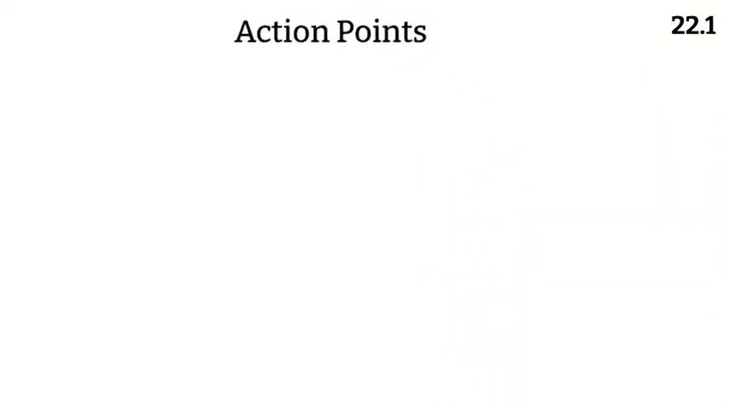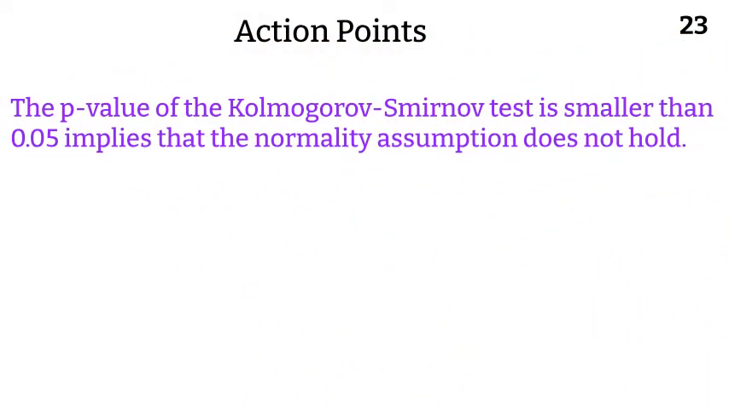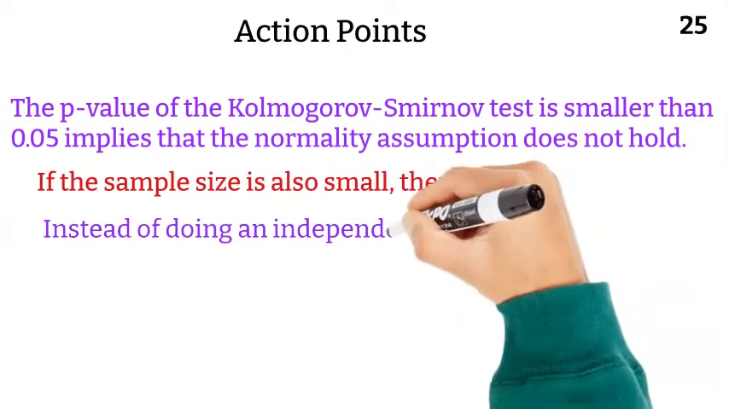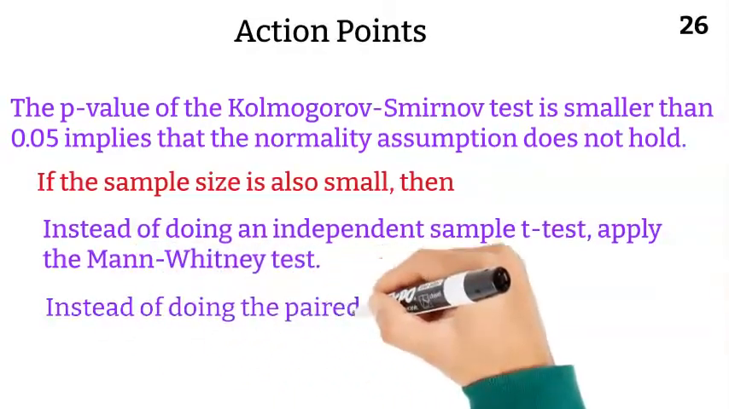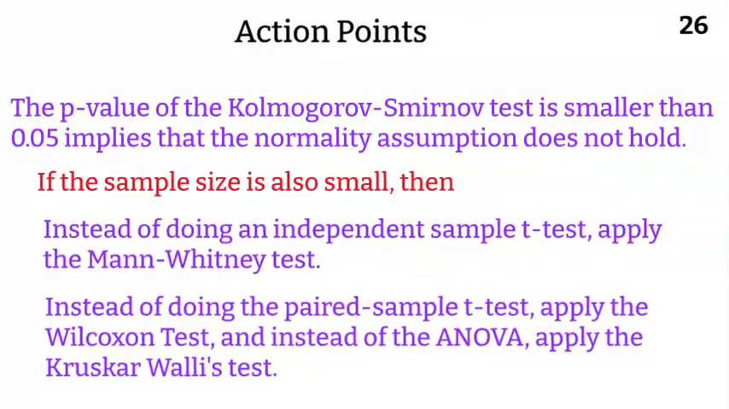The p-value of the Kolmogorov-Smirnov test is smaller than 0.05 implies that the normality assumption does not hold. If the sample size is also small, then instead of doing an independent sample t-test, apply the Mann-Whitney test. Instead of doing the paired sample t-test, apply the Wilcoxon test. And instead of an ANOVA, apply the Kruskal-Wallis test.